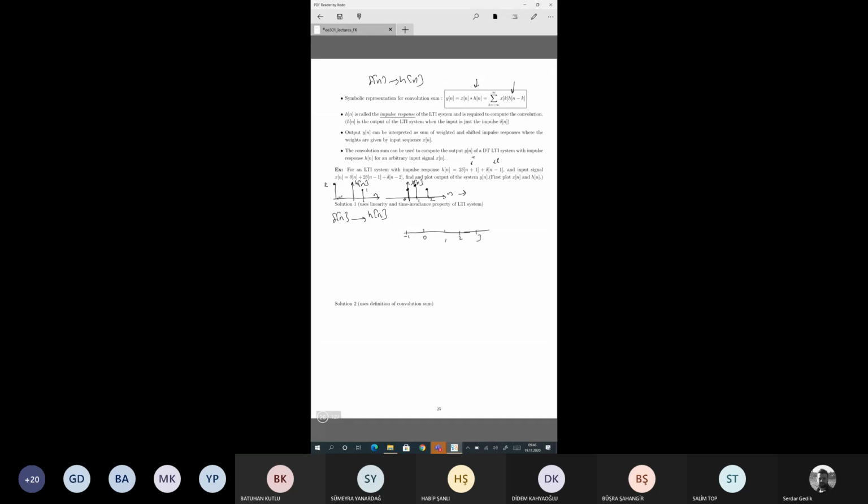So this is nothing but my h of n. So this is my h of n. Then I know that if 2 times impulse of n minus 1 is at the input, due to LTI property, 2 times h of n minus 1 is at the output. So let's try to plot this.